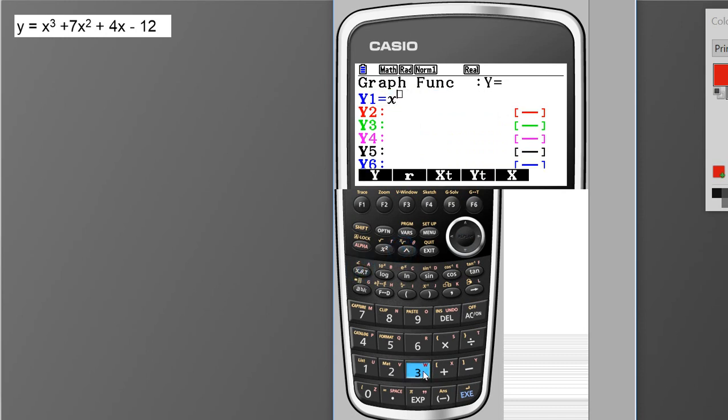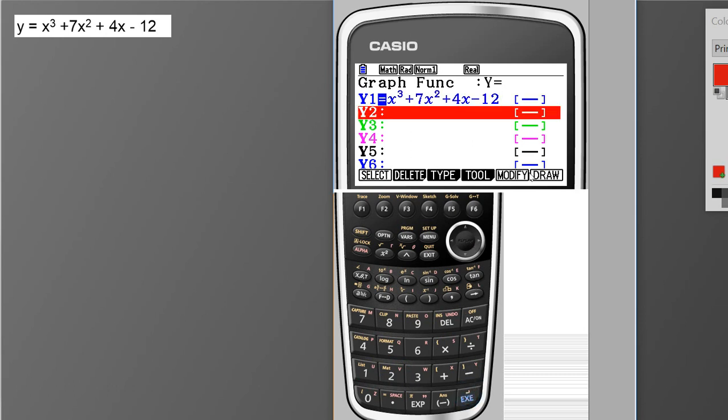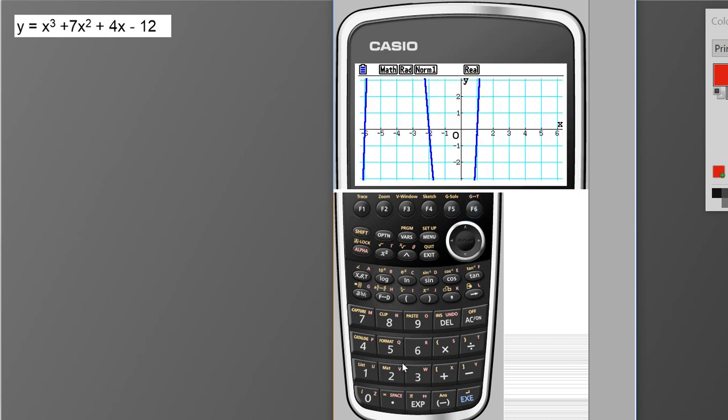So x to the third plus 7x squared plus 4x minus 12. We'll go ahead and do this. So we are going to hit execute, enter that graph. We'll draw it. So we're going to go ahead and draw it.